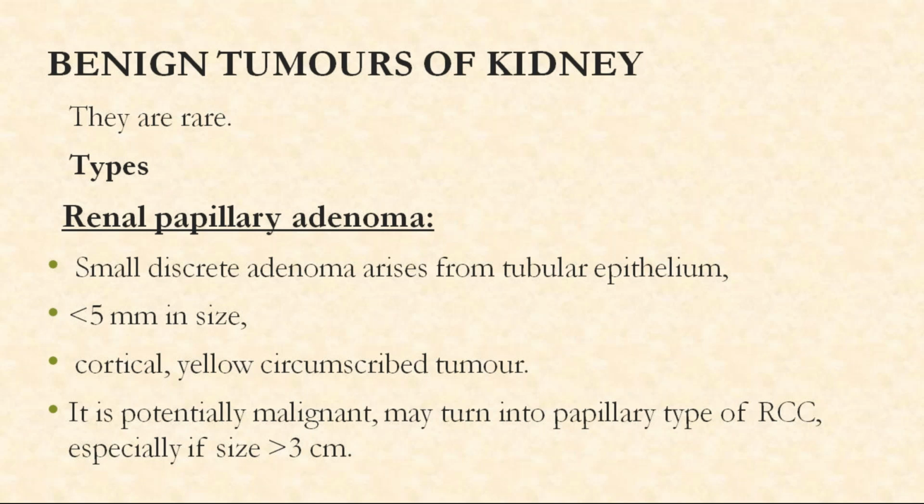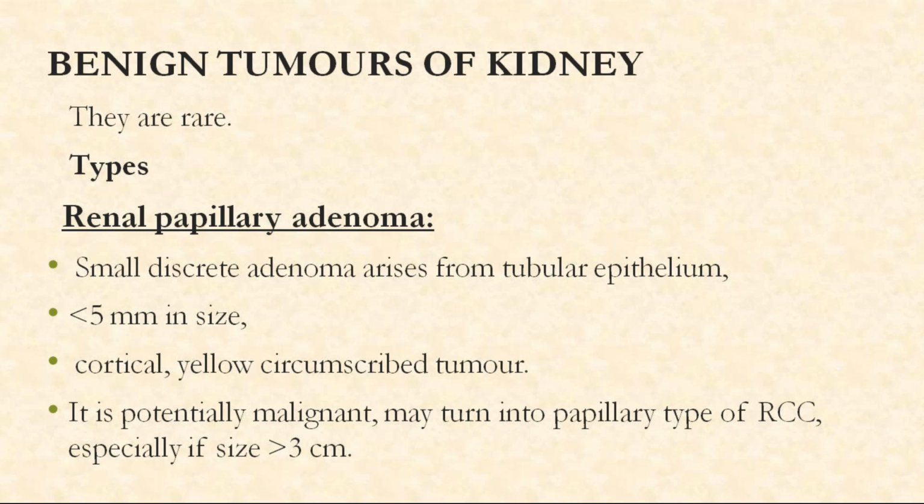So where does it arise from? Usually it arises from tubular epithelium, a small discrete adenoma. The size is less than 5 mm. These adenomas are more common in the cortical region of the kidney. When you cut a section of that kidney, it is yellowish in color.